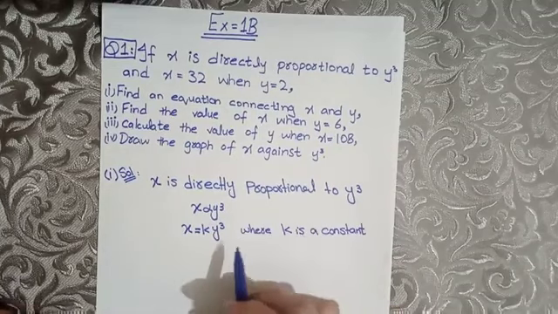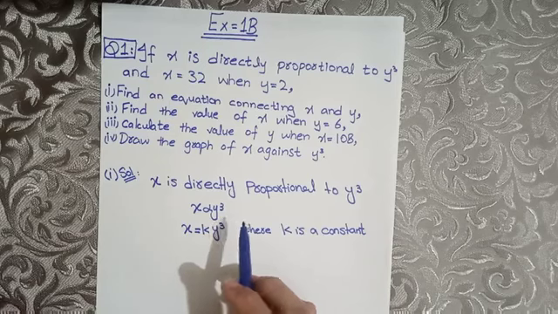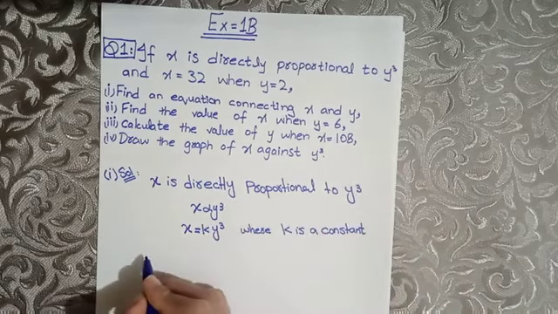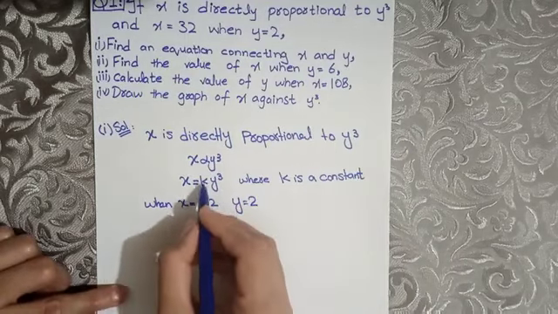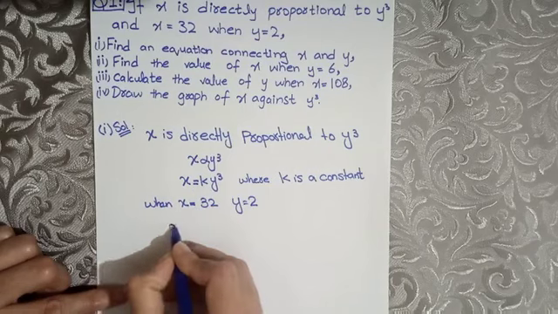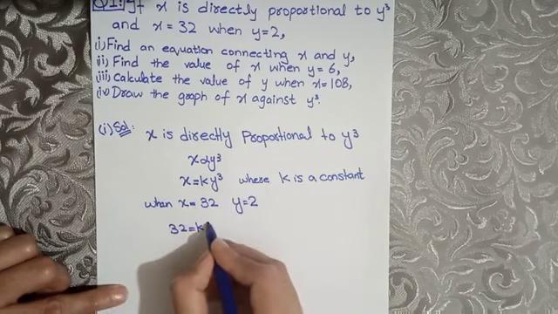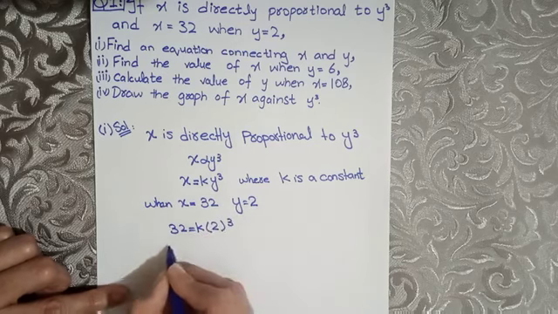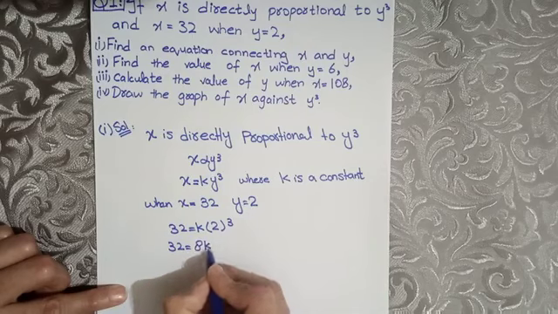Where k is a constant, we need to find the value of k first of all, and for that we are given the value of x and y. Now putting the value of x and y in that equation, x is equal to 32 is equal to k y cube, y is equal to 2 cube, so 32 is equal to 2 cube k, which is equal to 8k.